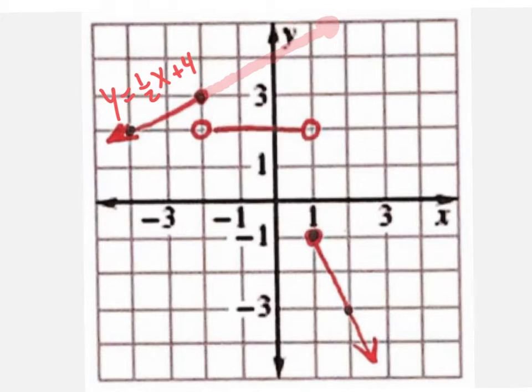Now let's look at this next one that has an open dot here and an open dot over here. That's a totally flat line, a totally flat line that crosses the y-axis at 2. So this equation would be y equals 2.